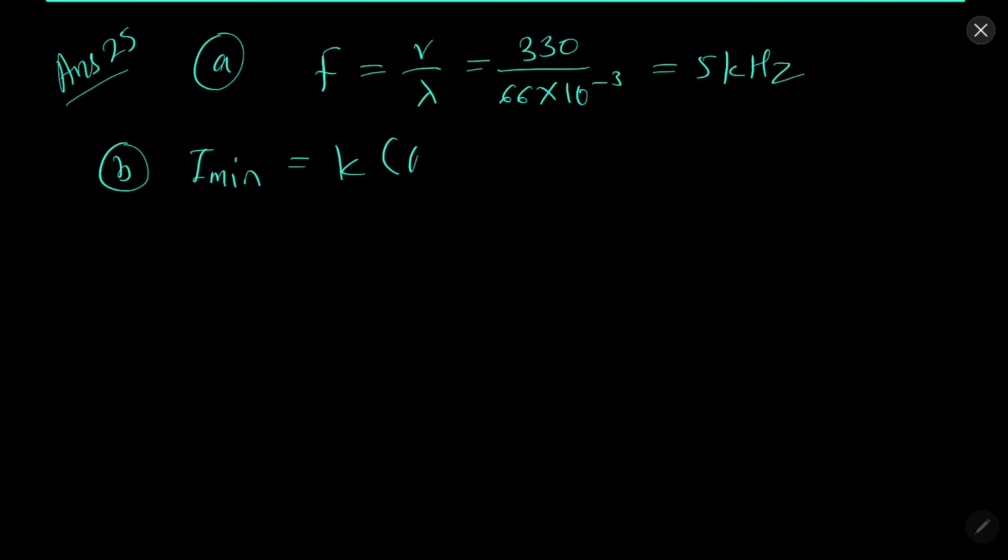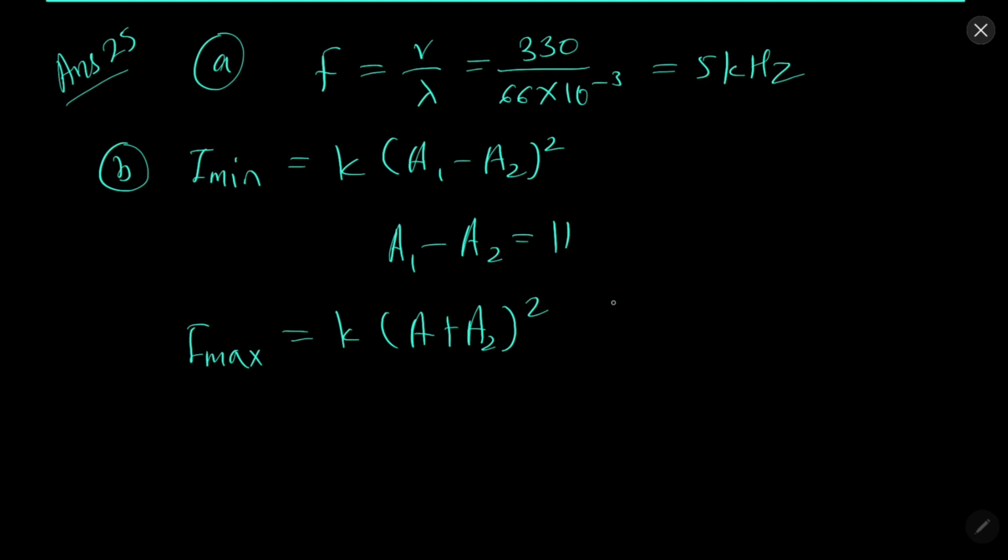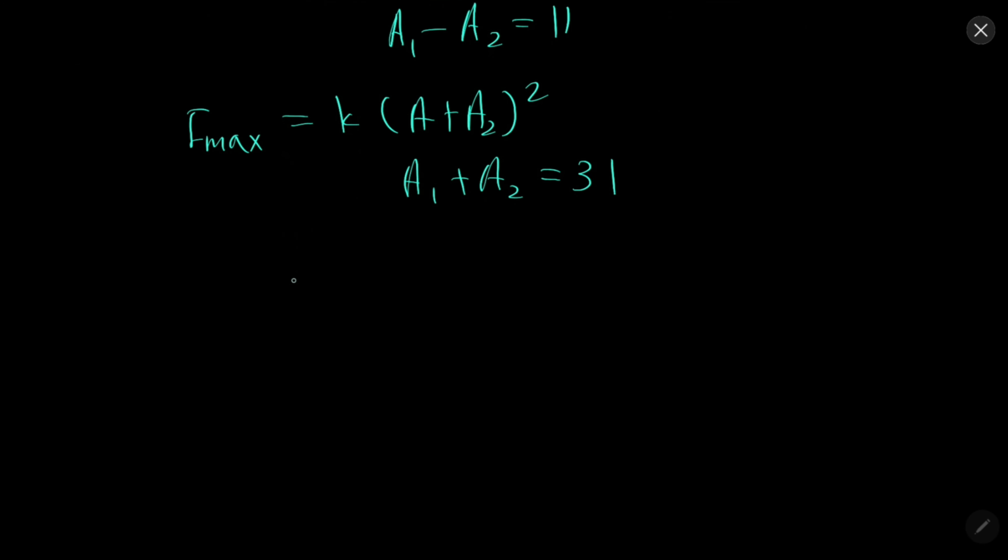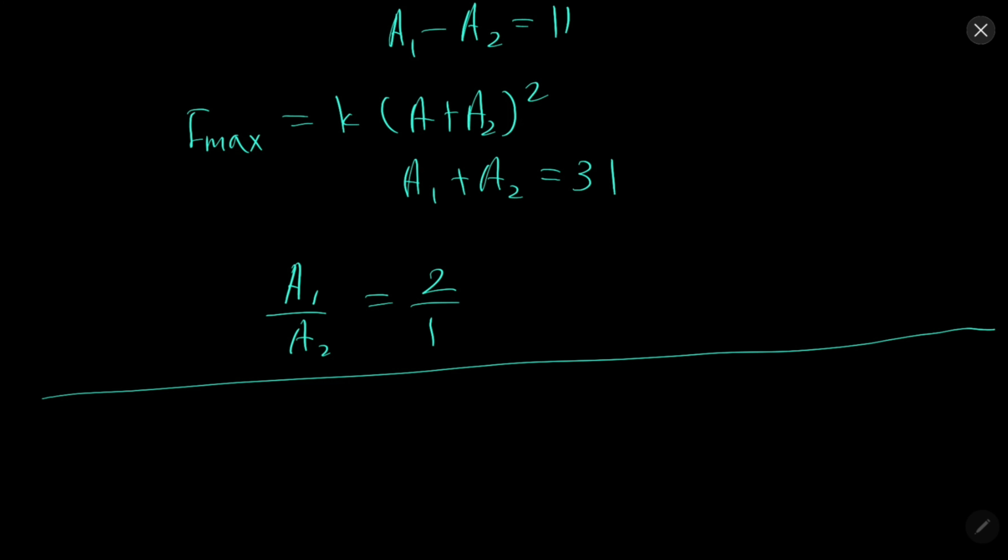Minimum intensity is K (A1 minus A2) whole square. So it will give us A1 minus A2 equal to 1, and I max will be K (A1 plus A2) whole square. So A1 plus A2 will come out to be 3. So by this A1 by A2 will come out to be 2 over 1. This will be the ratio of the amplitudes.